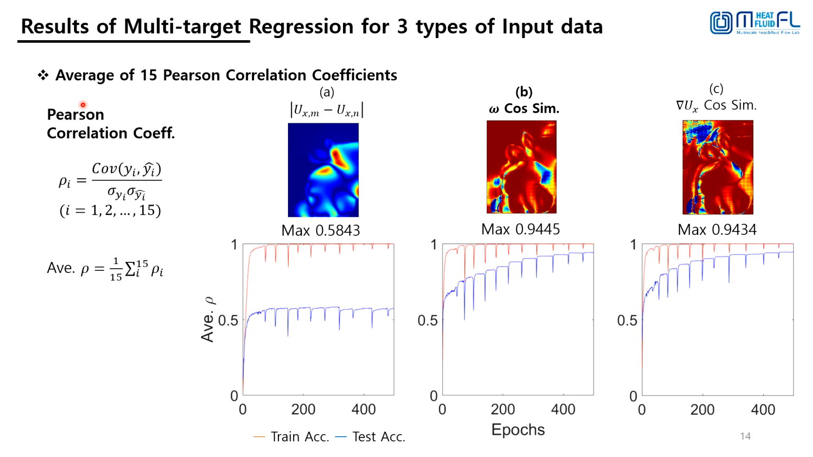Similarly, I'll now share the results from training the model using multi-target regression with the same input data. Accuracy was assessed through the Pearson correlation coefficient between predicted and actual values of the 15 design element differences. These coefficients were averaged for an arithmetic mean. Just like the multi-level classification results, successful training was noted with high accuracy using cosine similarity, particularly vorticity.